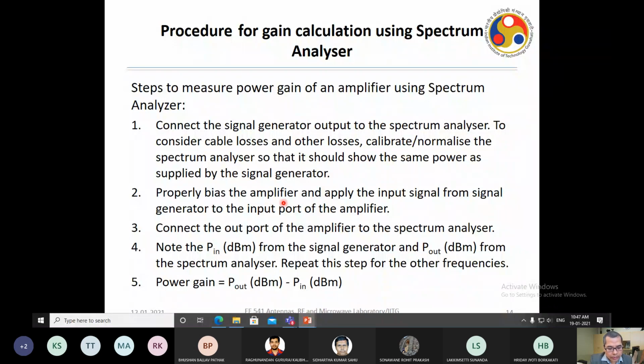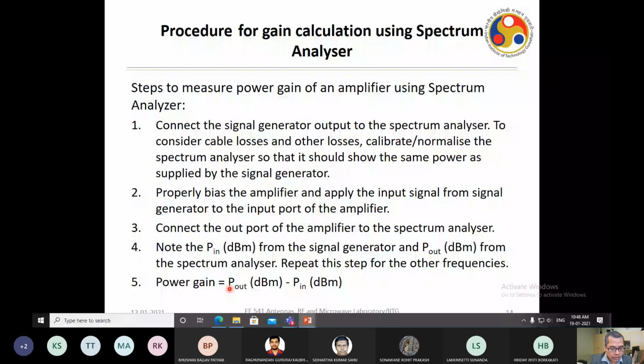Then you properly bias the amplifier, then apply the input signal. Since the spectrum analyzer doesn't have an inbuilt source, you connect the power amplifier to the signal generator. That will give the source to the power amplifier. You also properly bias the power amplifier and connect the output of the amplifier to the spectrum analyzer. Now the spectrum analyzer will measure the power. Power output minus power input is the power gain.